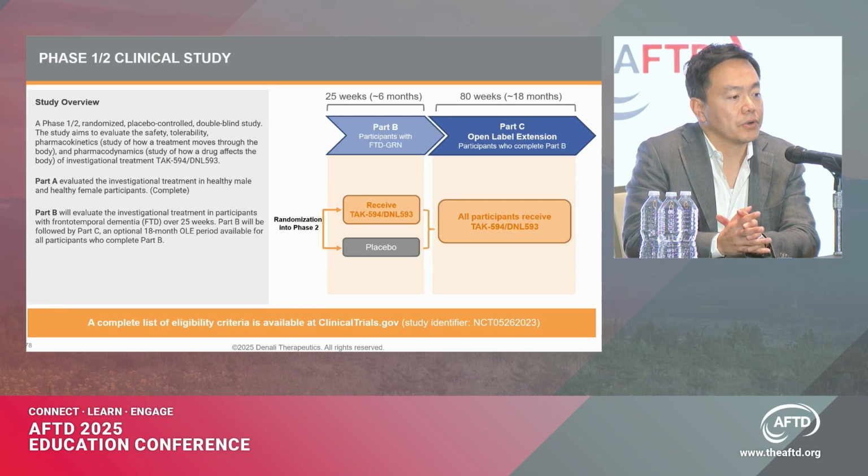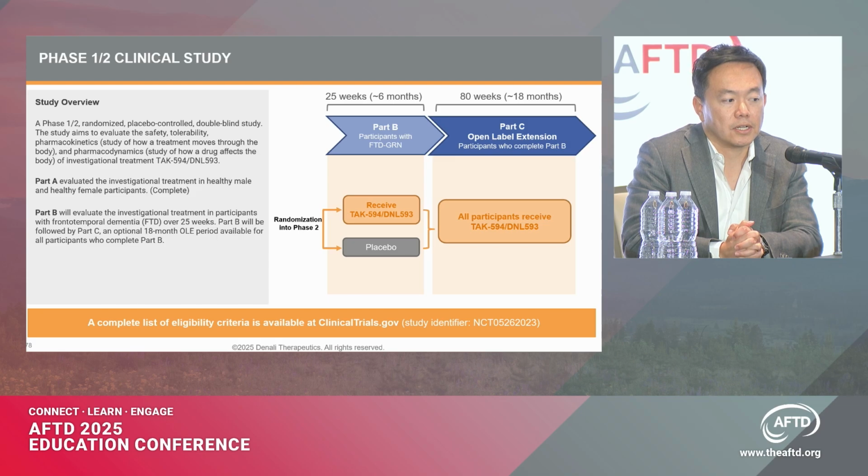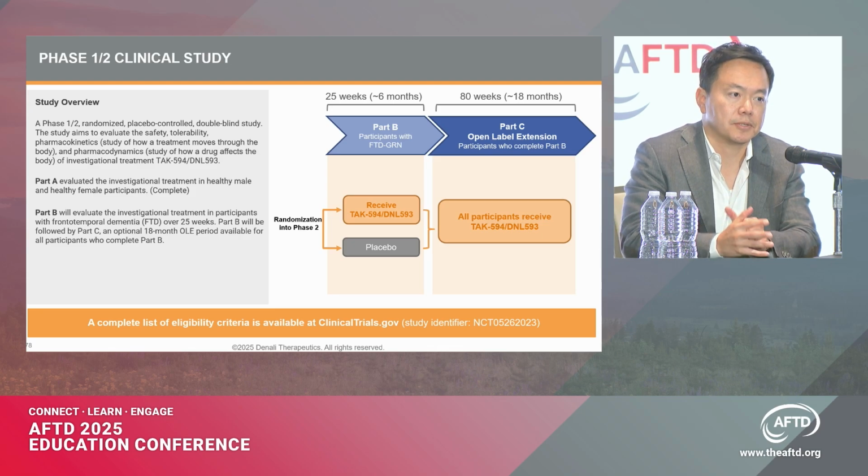So this is the ongoing clinical trial. The drug is called TAC594 or DNL593, and this is an ongoing phase 1/2 clinical study. We're currently in the Part B portion of this clinical trial, in which we're recruiting patients who have the granulin gene mutation and have active symptoms. You can have any types of symptoms. There's no restrictions on that, and there's also no restrictions on the disease severity. As long as you have symptoms and the granulin gene mutation, we will allow.